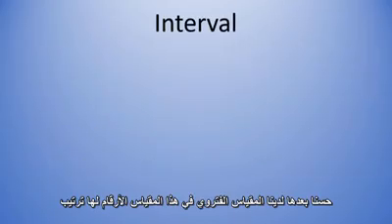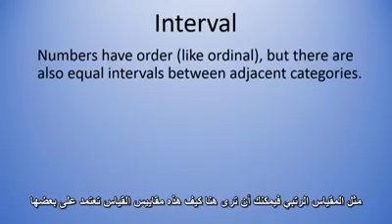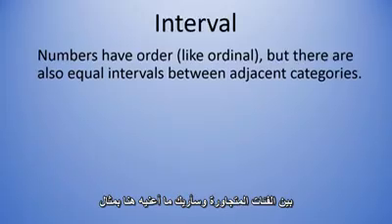Next we have interval. In interval, numbers have order, just like ordinal. So you can see here how these scales of measurement build on one another. But in addition to order, interval also has equal intervals between adjacent categories. I'll show you what I mean here with an example.